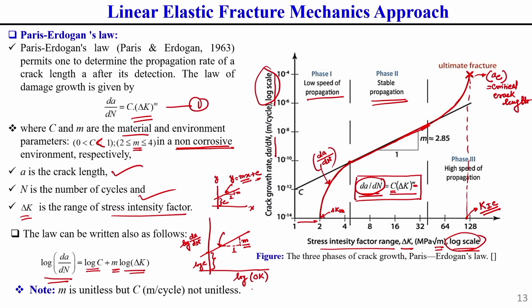Similar things you can see here also. If we take log on both sides of this equation, then what will we get? The right side we can say is log C plus log delta K to the power M. So, this can further be written as log C plus M into log delta K.